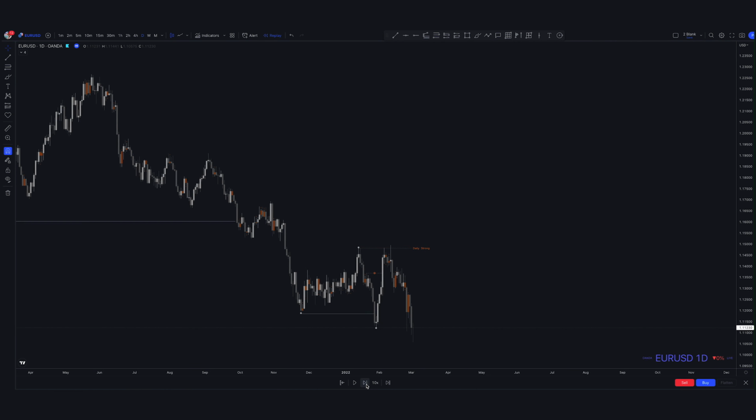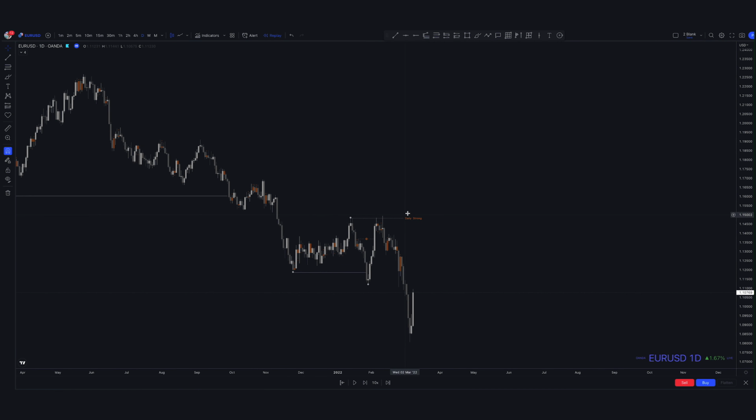So let's continue to push down here. Okay, so here, remember what happened? Even though price turned bearish here on the daily, then we pushed up.